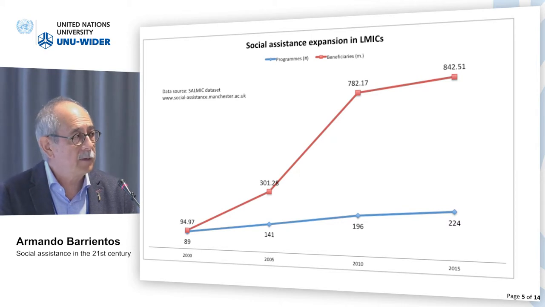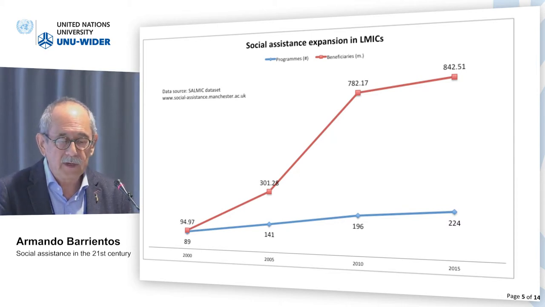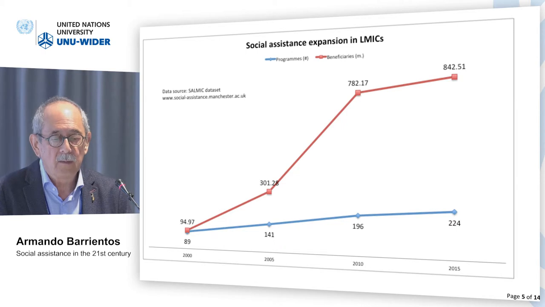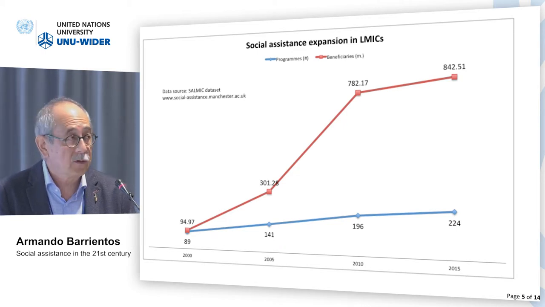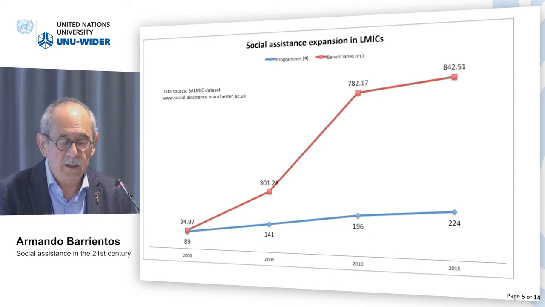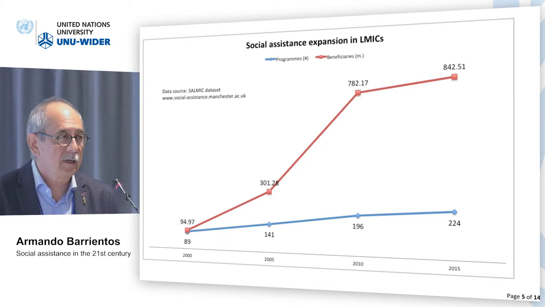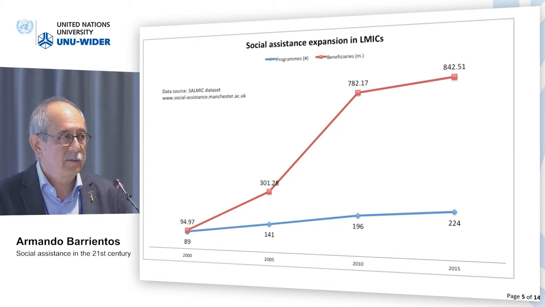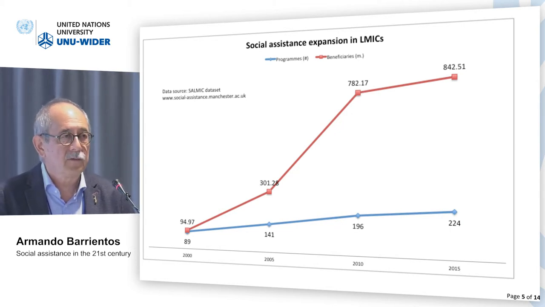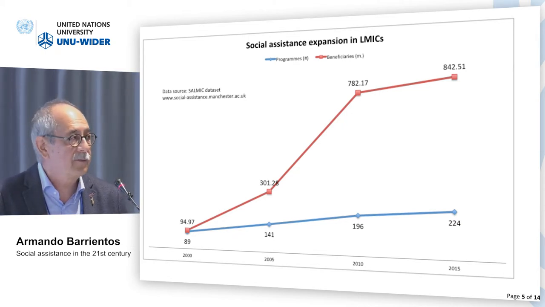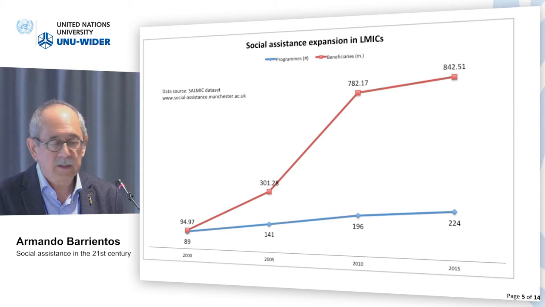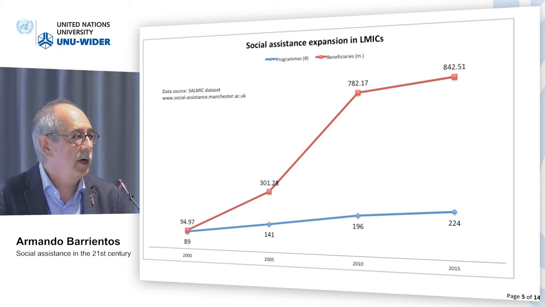So there might be some kind of inflation there, but you can see very clearly in terms of the beneficiaries, in terms of the reach of the programs, that it increases from 95 million in 2000 to 842 million in 2015. This is probably an underestimate because we don't have data for all countries for all years. So it's likely that if we did have perfect data, this would be much more like a billion or thereabouts.